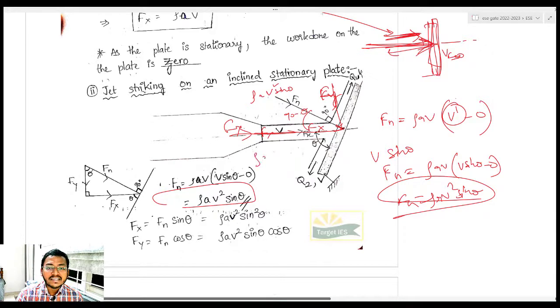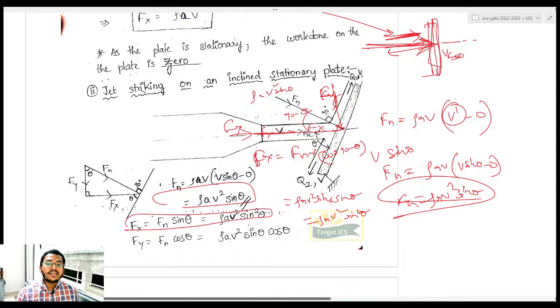So I can write this Fx is equal to your Fn into cos 90 minus theta. Agreed or not? So it will be nothing but rho A V square sin theta into cos 90 minus theta, which is again sin theta. So I can write it as rho A V square sin square theta. I hope it is very clear, right? So what is your horizontal force coming in this case? That will be rho A V square sin square theta.